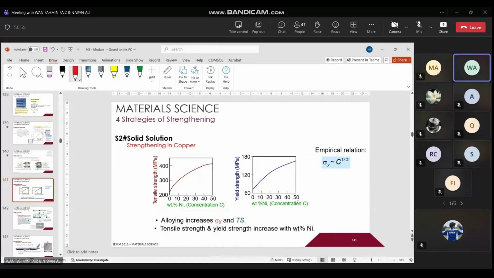Increase the percentage of the nickel, right? Then you can expect the strength of the copper increases. Why 50%? Because alloy is about 50-50. Parent material must be larger than base material, larger than alloy material. So when it is more than, let's say, 51% of the nickel, now we are saying that it is strengthening in nickel, not strengthening in copper.